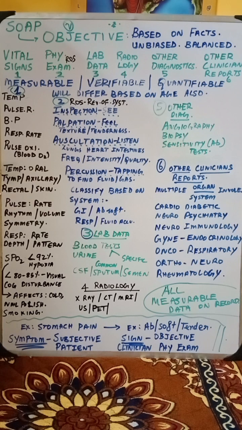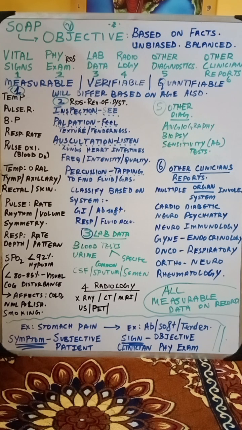Next is the respiratory rate, respiratory depth, and the respiratory pattern. People may come up with shortness of breath. They may not have a deep breath, so they are just going to have shortness of breath. So the rate, the depth, and the pattern of respiration also have to be measured.